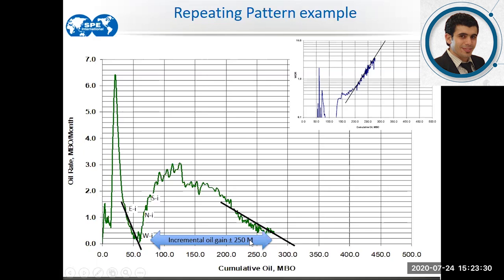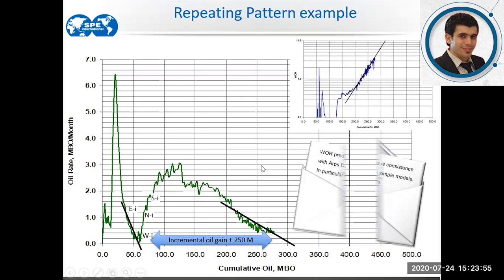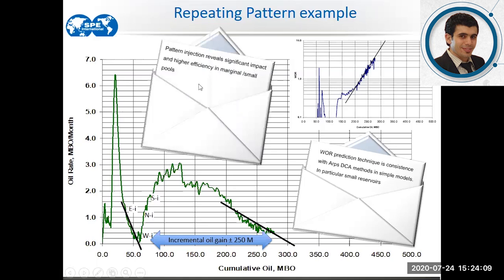And that gain was just by adding 4 injector wells, which achieved an effective NPV, because the cost for the drilling was much less than the gained oil production that they sold. So the water oil ratio prediction technique is consistent with the Arps decline method in a simple model, in particular a small reservoir, unlike the case where it is much more complicated. Also, the pattern injection reveals a significant impact and higher efficiency in marginal or small pools. A different injection pattern may lead to a different result, but they choose the best pattern for their particular conditions, at which they yield an observable result.